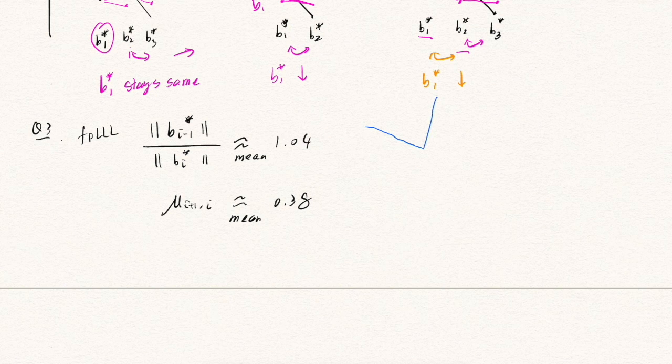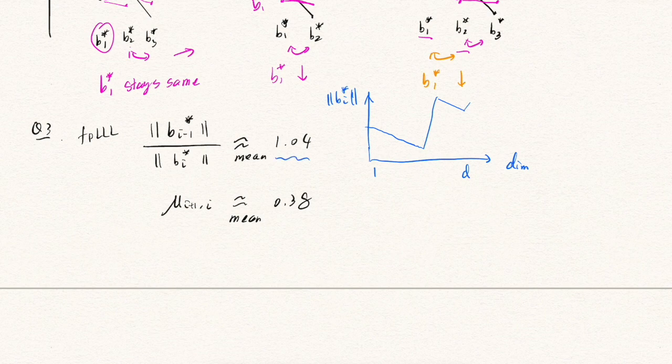You want it to increase actually, because if it increases, it means that B1 is usually very short. Let me draw this. This is what it looks like. This is the dimension from 0 to D. Then it slowly drops, and maybe some increase. This could be a valid profile of the reduced basis.